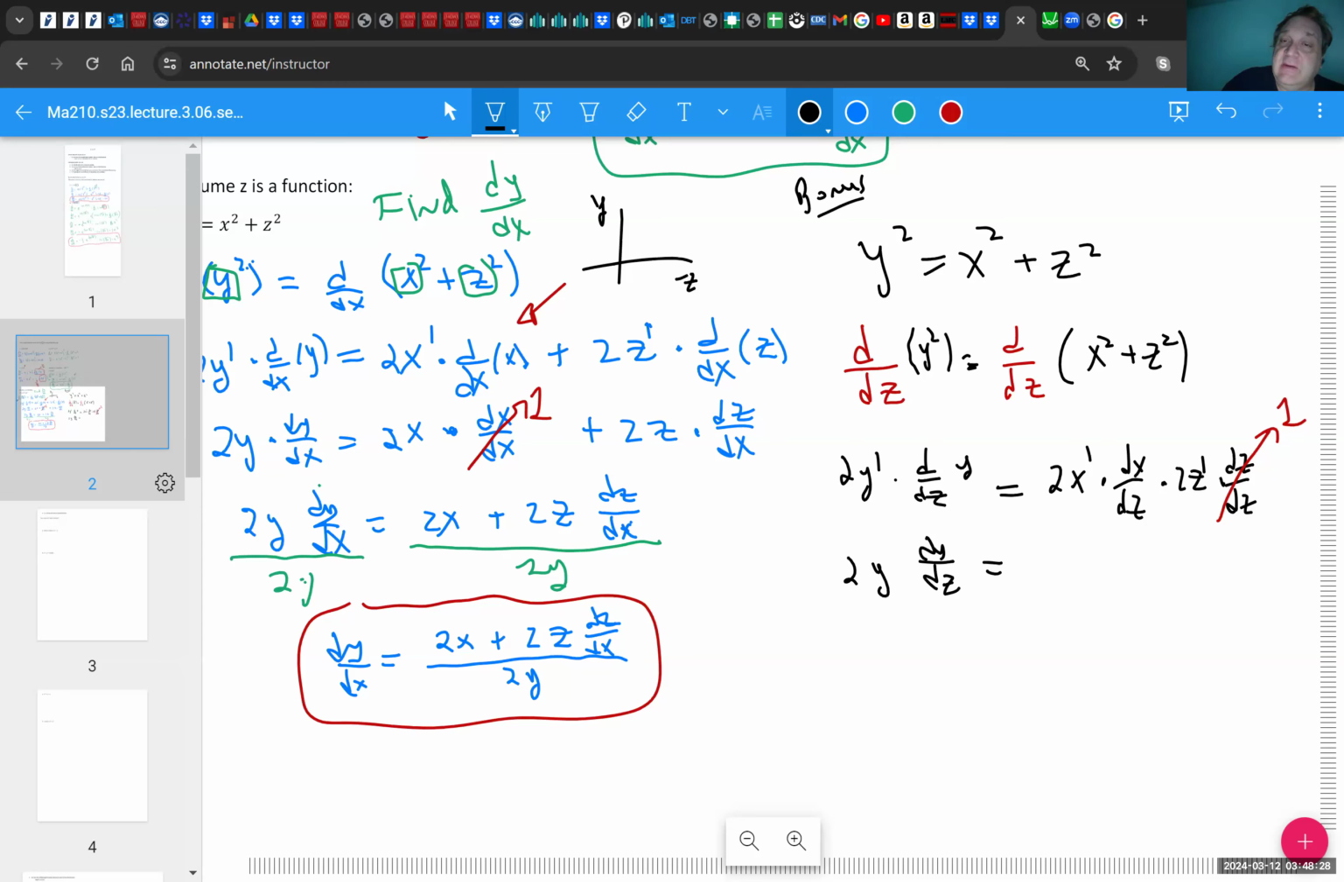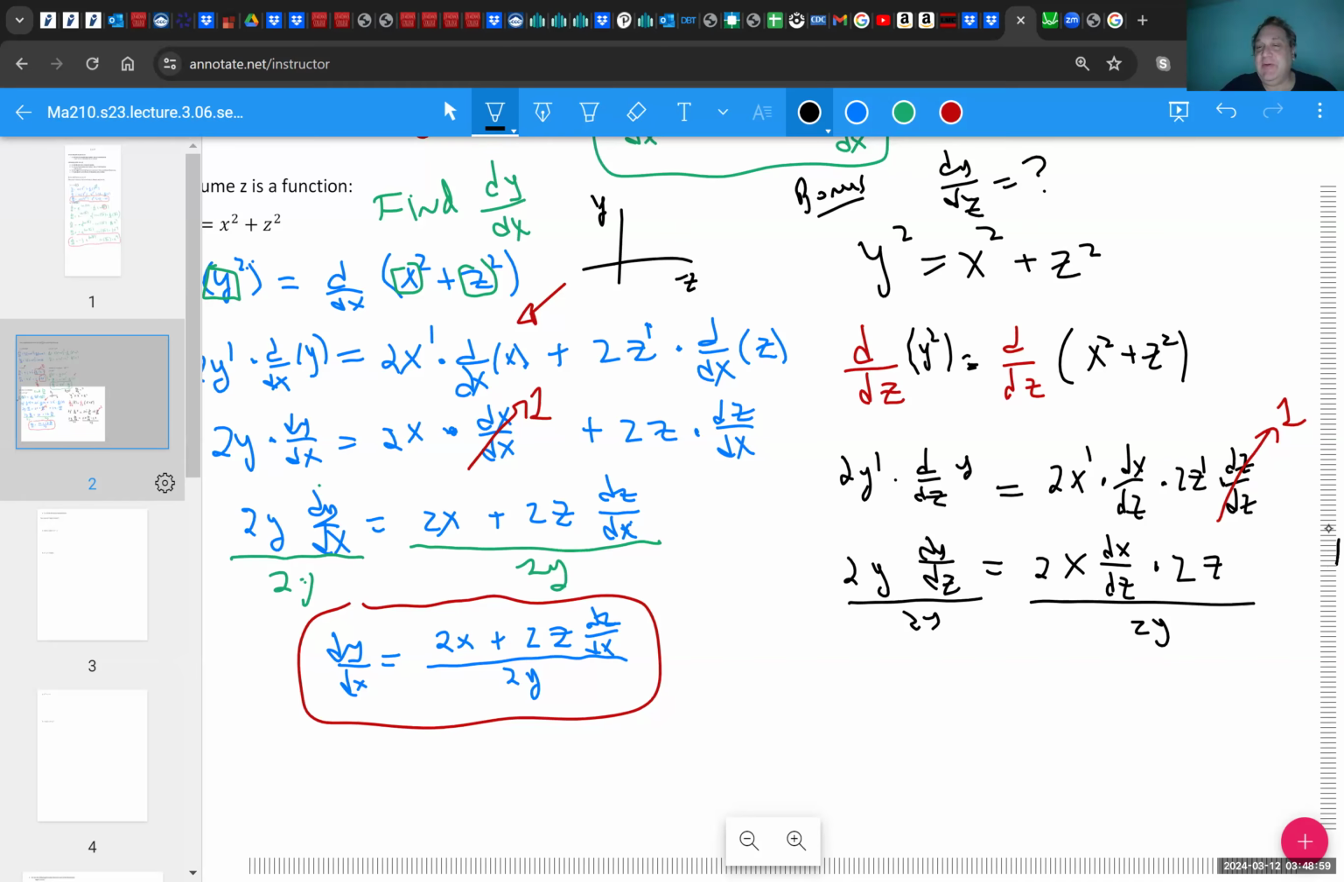So to find dy dz, we would differentiate with respect to z. That's the input variable. So we have to differentiate with respect to the input variable. And then we get our big mess of stuff that we can solve for dy dz. I'm not going to write the whole thing out, but I'll just remind you that we would just divide by 2y on both sides, and that would give us our answer for dy dz.